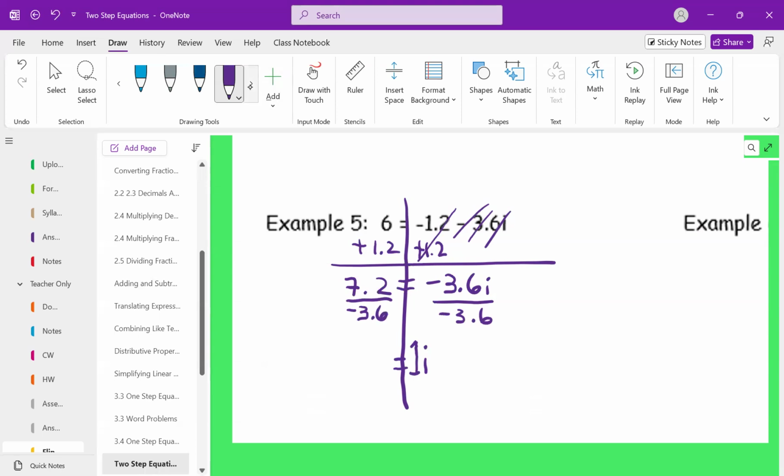Now, as a reminder here, what do we need to make the divisor? Exactly, a whole number. So we need to multiply it by 10.